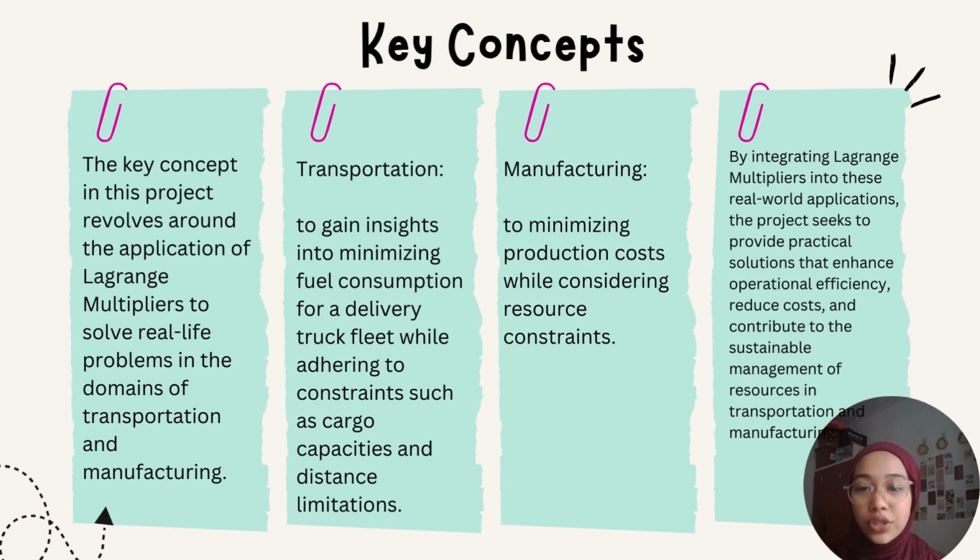The key concept in this project revolves around the application of Lagrange multipliers to solve real-life problems in the domain of transportation and manufacturing. In transportation, the aim is to gain insight into minimizing fuel consumption for a delivery truck fleet while adhering to constraints such as cargo capacities and distance limitations. In manufacturing, it is to minimize production costs while considering resource constraints. By applying Lagrange multipliers to these real-world applications, the project seeks to provide practical solutions that enhance operational efficiency, reduce costs, and contribute to the sustainable management of resources in transportation and manufacturing.